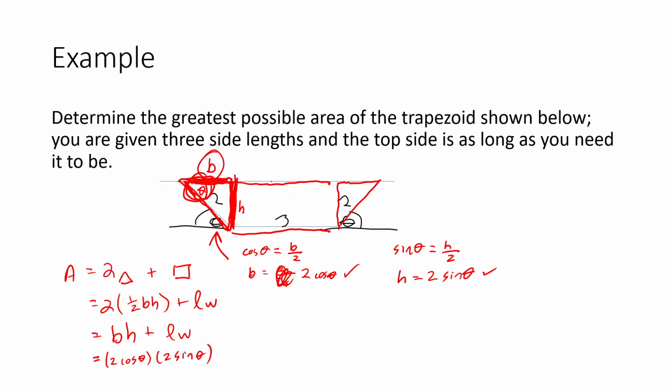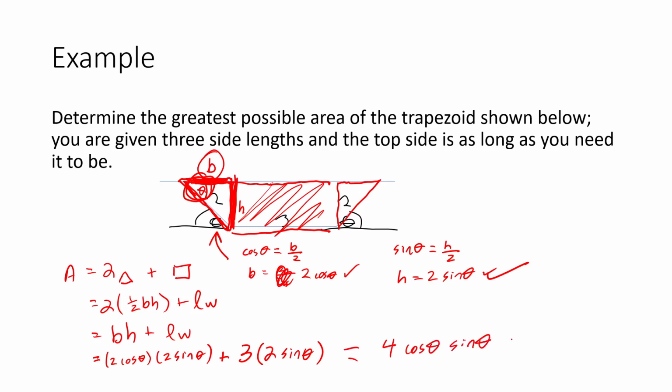Now let's focus our attention on the rectangle that I've shaded in. The length of that rectangle is 3, as given in the diagram, and the width of it is the same as the height of the triangle, which we just said is 2 sine theta. So when you multiply everything out, what you get is 4 cos theta sine theta plus 6 sine theta. And that is an equation for the area of that trapezoid.